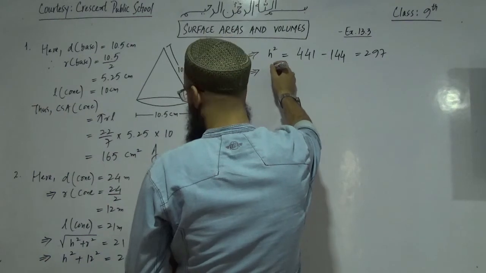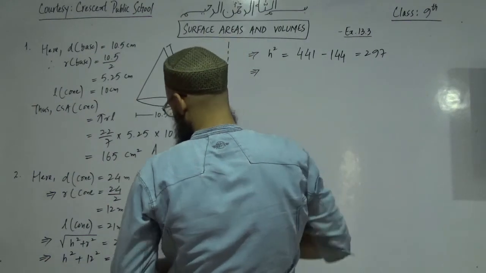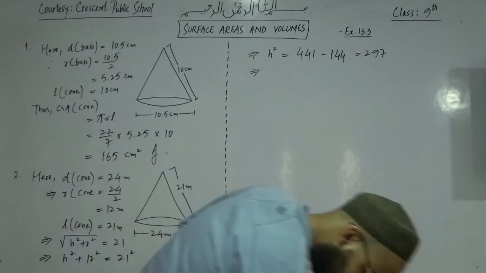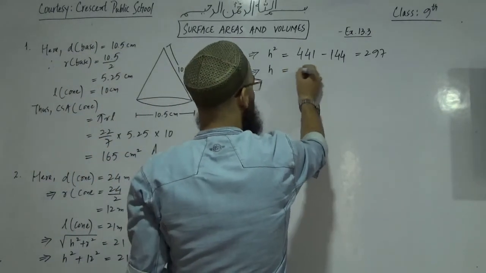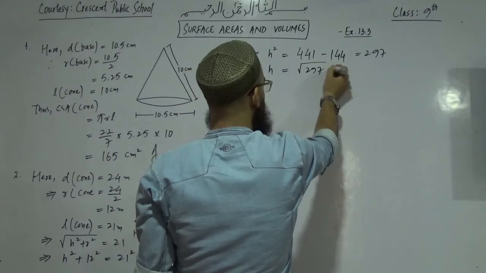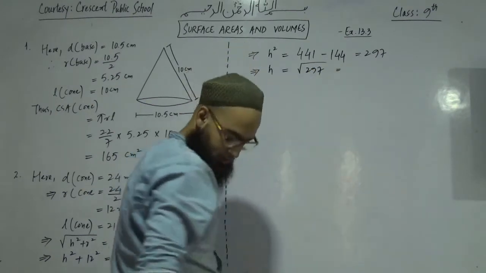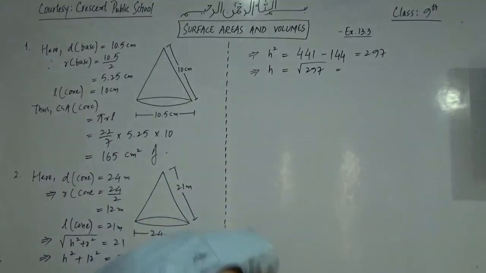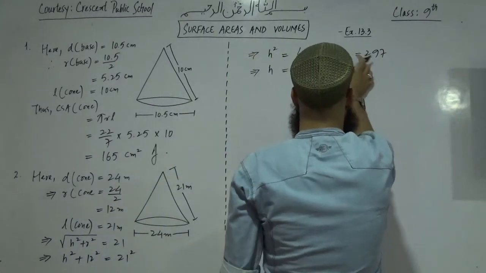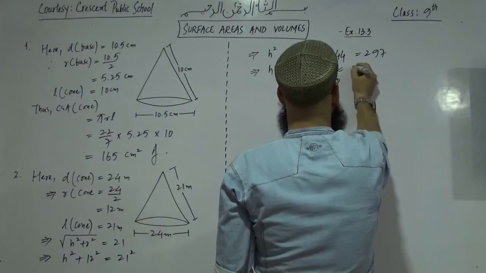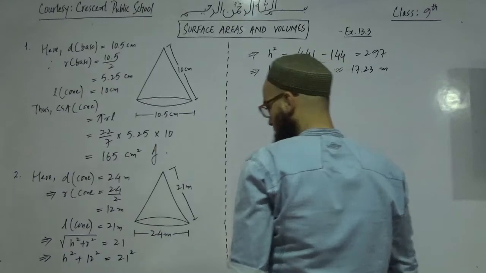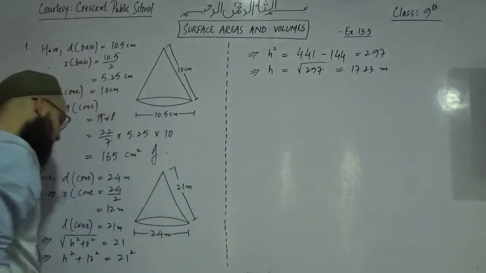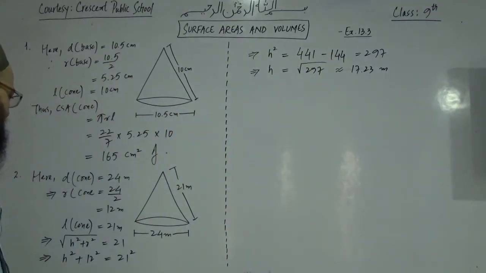So the height is square root of 297, that is 17.23 meter. That's your height.